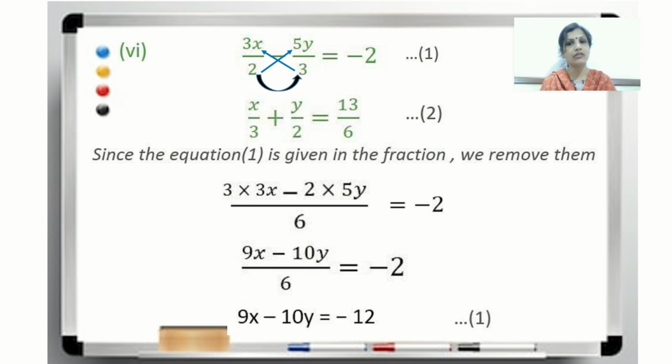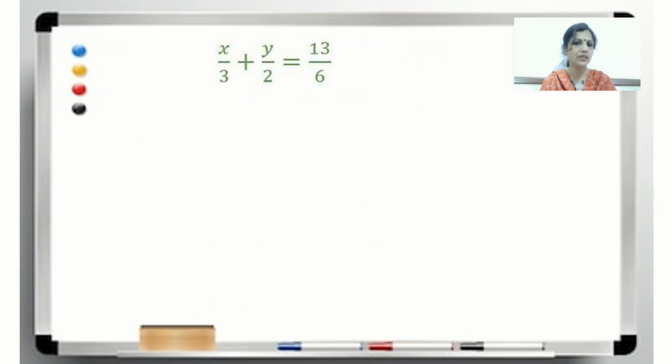This is our first equation. Look at the first equation given to you and look at how we made it so simple to solve. In the same way, for equation 2 also we'll make it simple. This is equation 2. So again by cross multiplication, we'll write 2 into x plus 3 into y upon 3 into 2, that is 6, is equal to 13 upon 6.